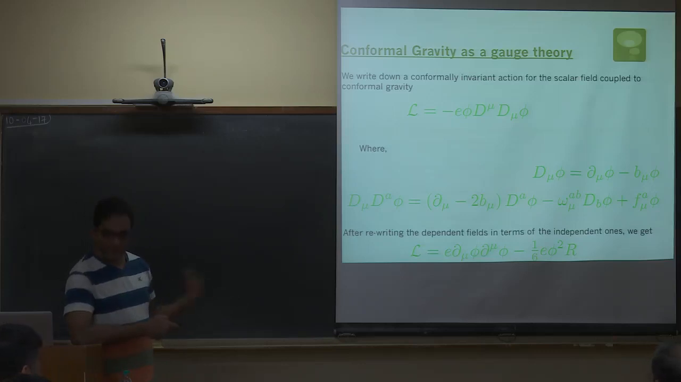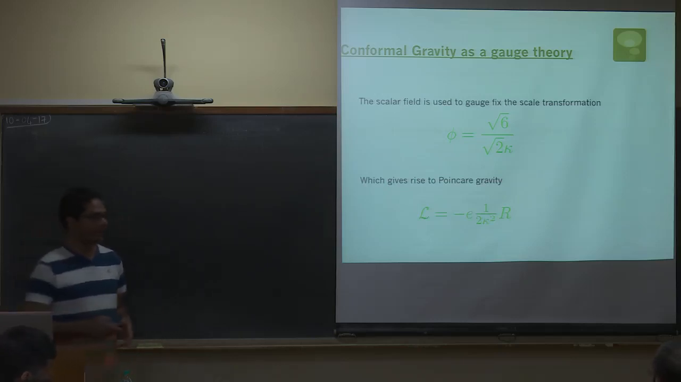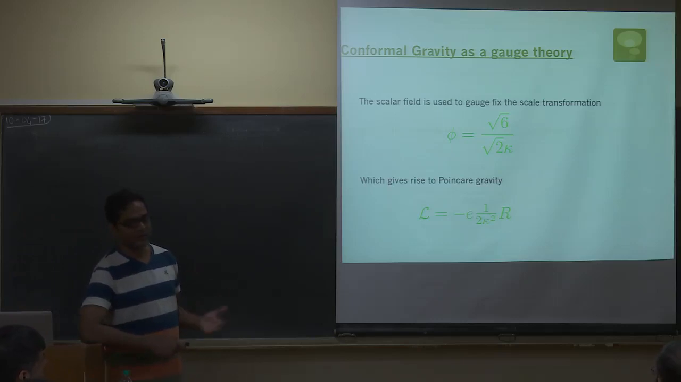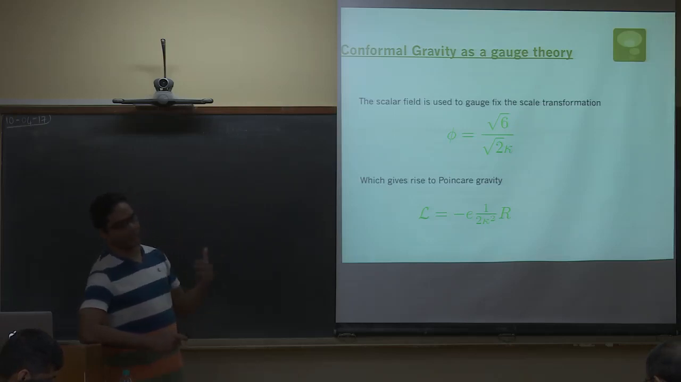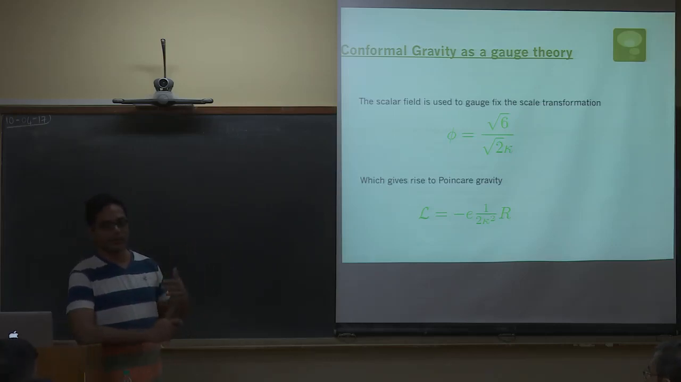So you fix scale invariance by setting this to some constant. Yeah, right. So this scalar field we use to gauge fix the scale transformation by setting this to this constant, and which gives rise to minimal Poincare supergravity. So this is how we go from conformal gravity to Poincare gravity: starting from conformal gravity as a gauge theory, then imposing constraints to write down the spin connection and f mu A as dependent gauge fields, and then introducing the scalar field as a compensator and using this to gauge fix the scale transformation.